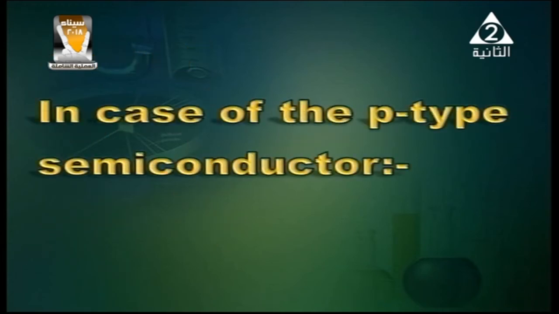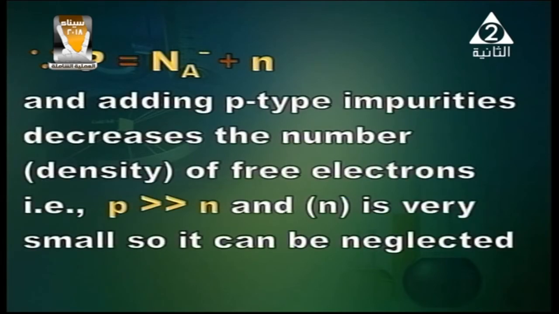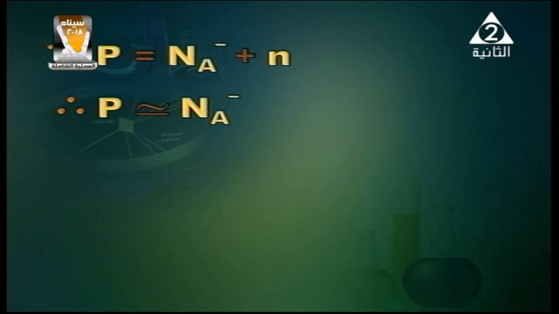And what about the p-type semiconductor? It is still neutral because the number of positive holes equals the number of negative acceptors plus the number of free electrons. Adding p-type impurities decreases the number of free electrons. The number of positive holes is much greater than the number of free electrons, so the number of free electrons is very small. Actually, it is diminishing. So we can say p is almost equal to the number of negative acceptors.